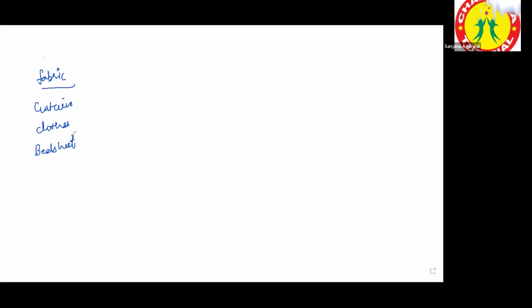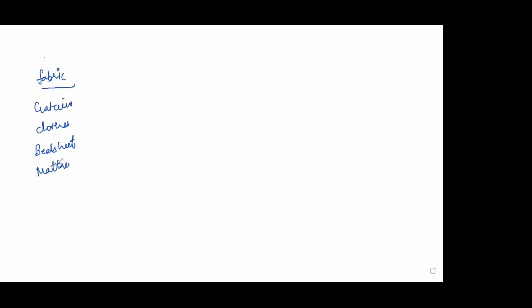The inside material of the pillows is not fabric, or is it? We can count it for temporary purposes. It's okay. Tell me more. Ma'am, sofa covers. My mattress. Ma'am, sofa covers. Okay.